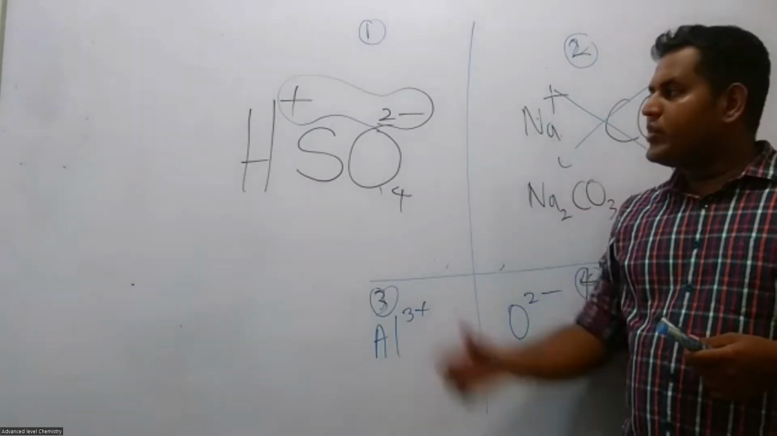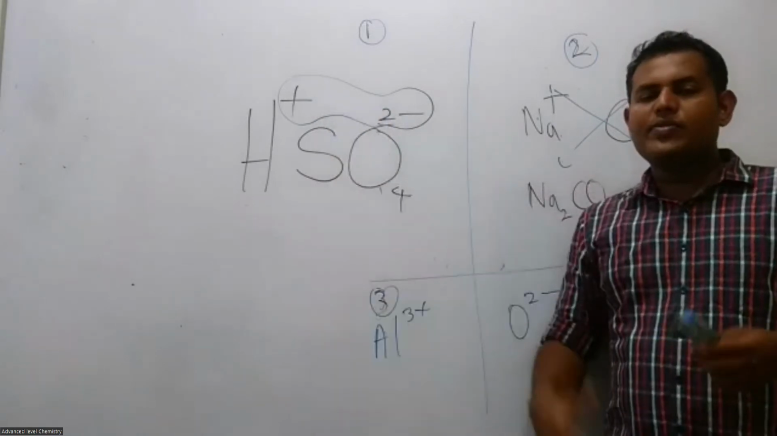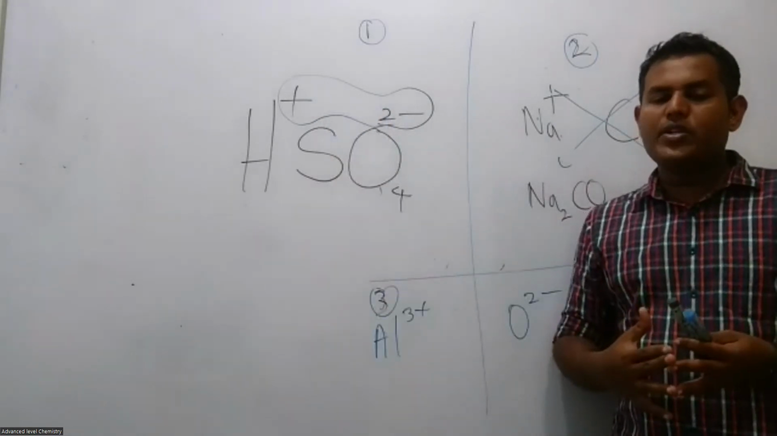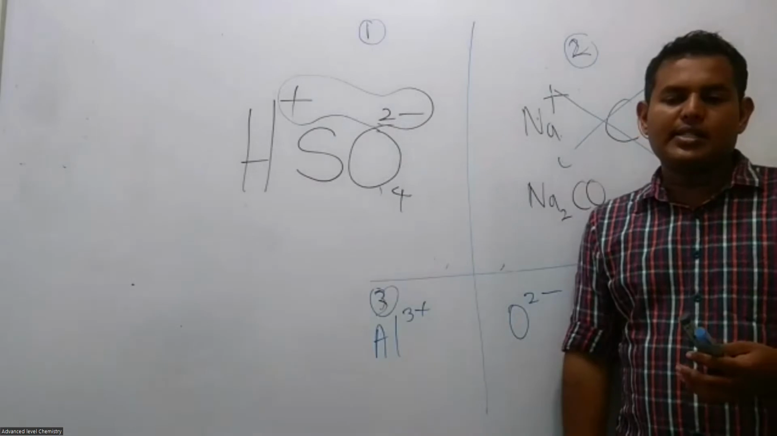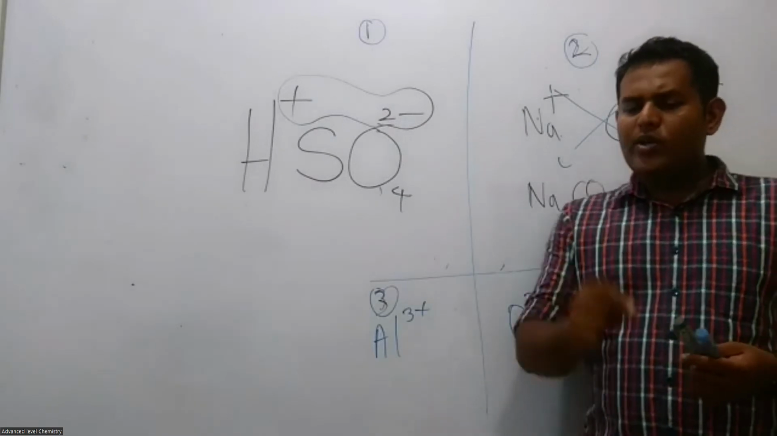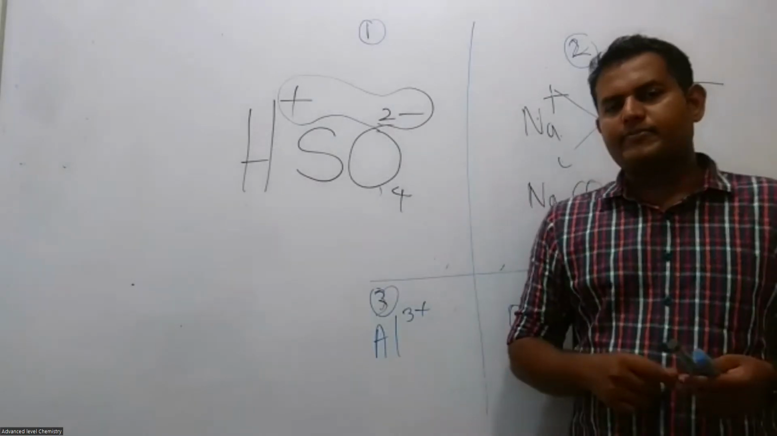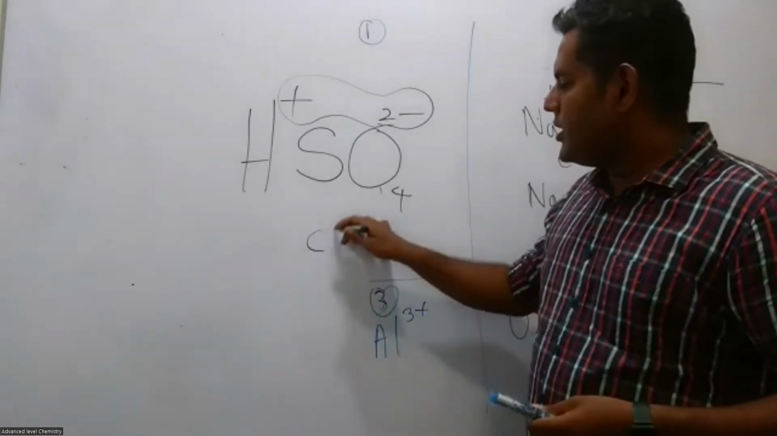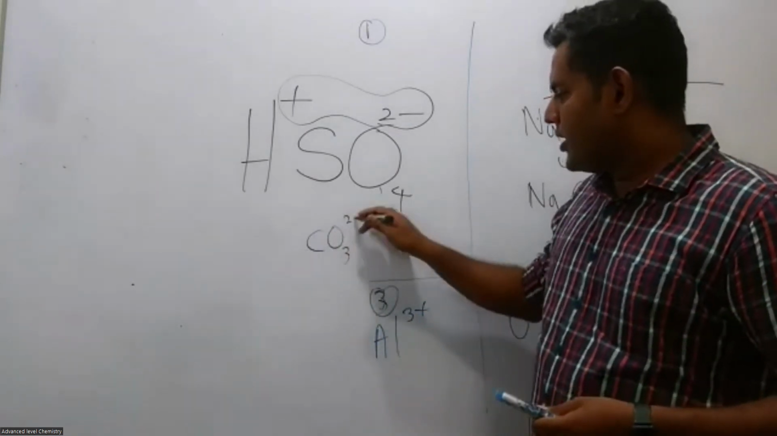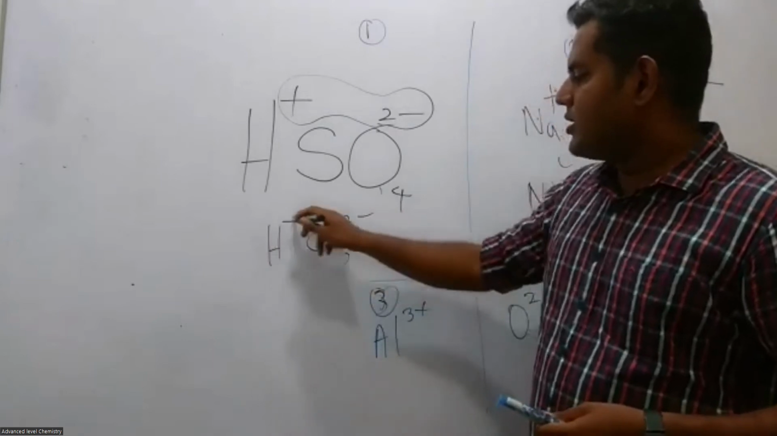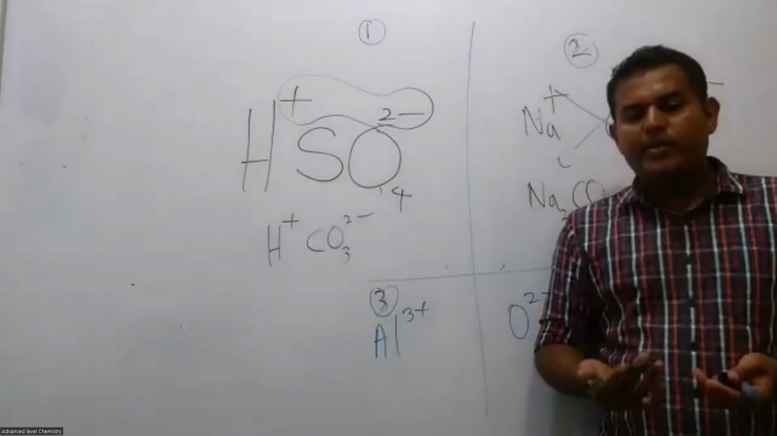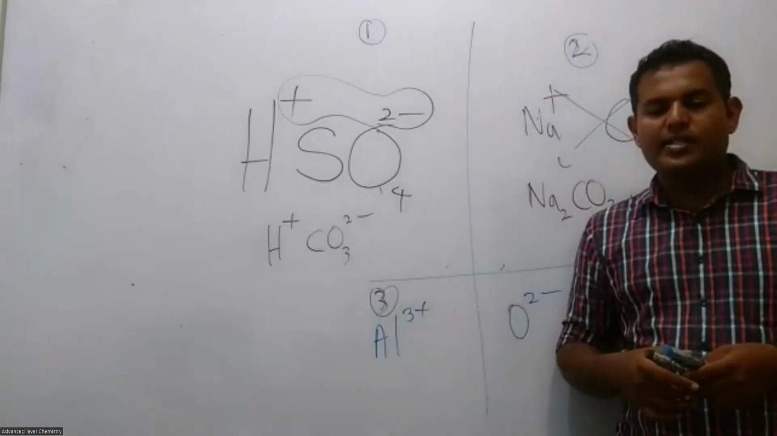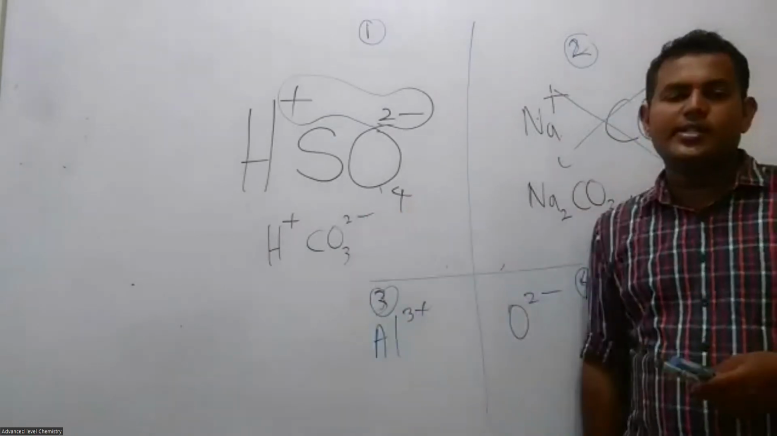In A levels, we simplify the charges of cations and anions when we are mixing them. So bisulfate should be HSO4 minus. Can you tell me what is bicarbonate? Carbonate means CO3 2 minus. Bi means H plus. So bicarbonate means HCO3 minus. Yes, that's correct.